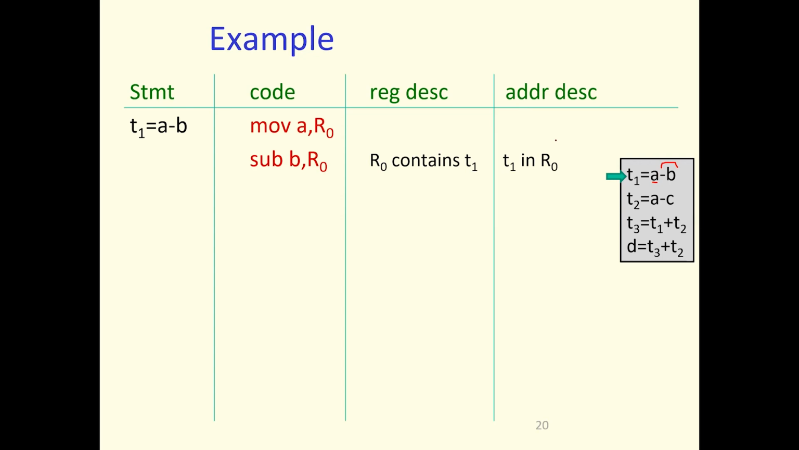And now you will see that it helps us in the next statement, or one statement later after that. Here we have to issue T2. So we move A to R1 because no register contains A.